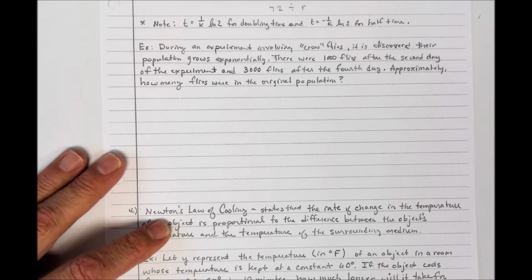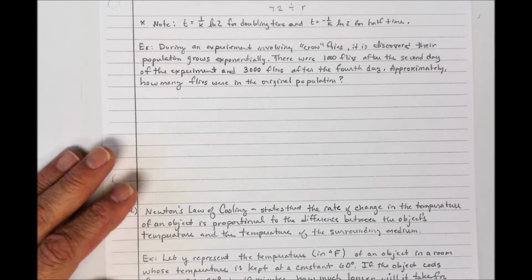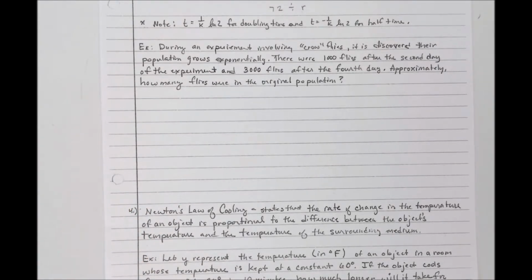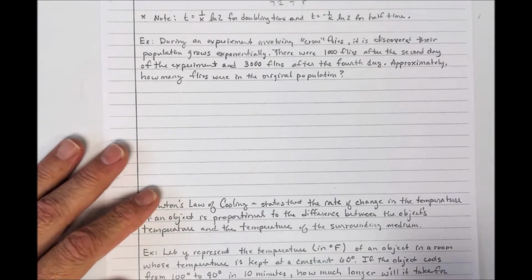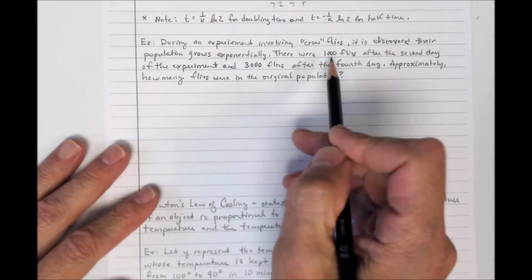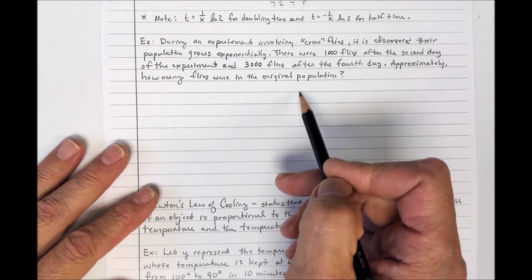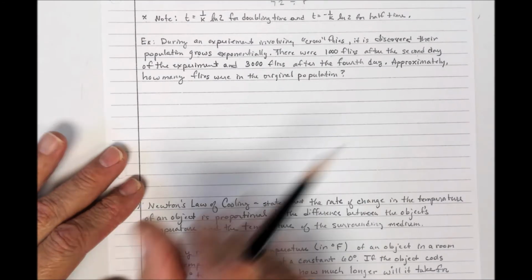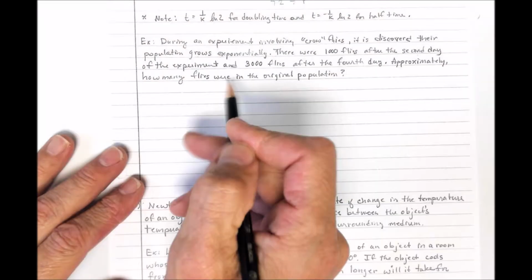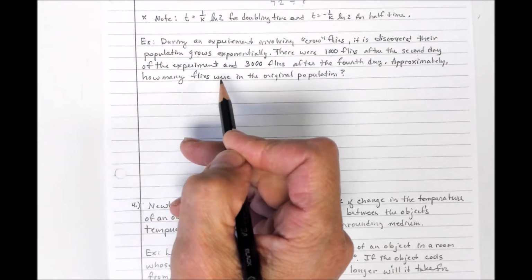During an experiment involving crow flies, it is discovered their population grows exponentially. There were 1,000 of these flies after the second day of the experiment, and 3,000 of these flies after the fourth day. And we're to approximate how many flies were in the original population. So they didn't give us this. We're going to assume that since it grows exponentially and there were 1,000 on the second day, it's probably less than 1,000. Well, let's see what happens here. First things first, this is one of those problems that involves the law of exponential change.